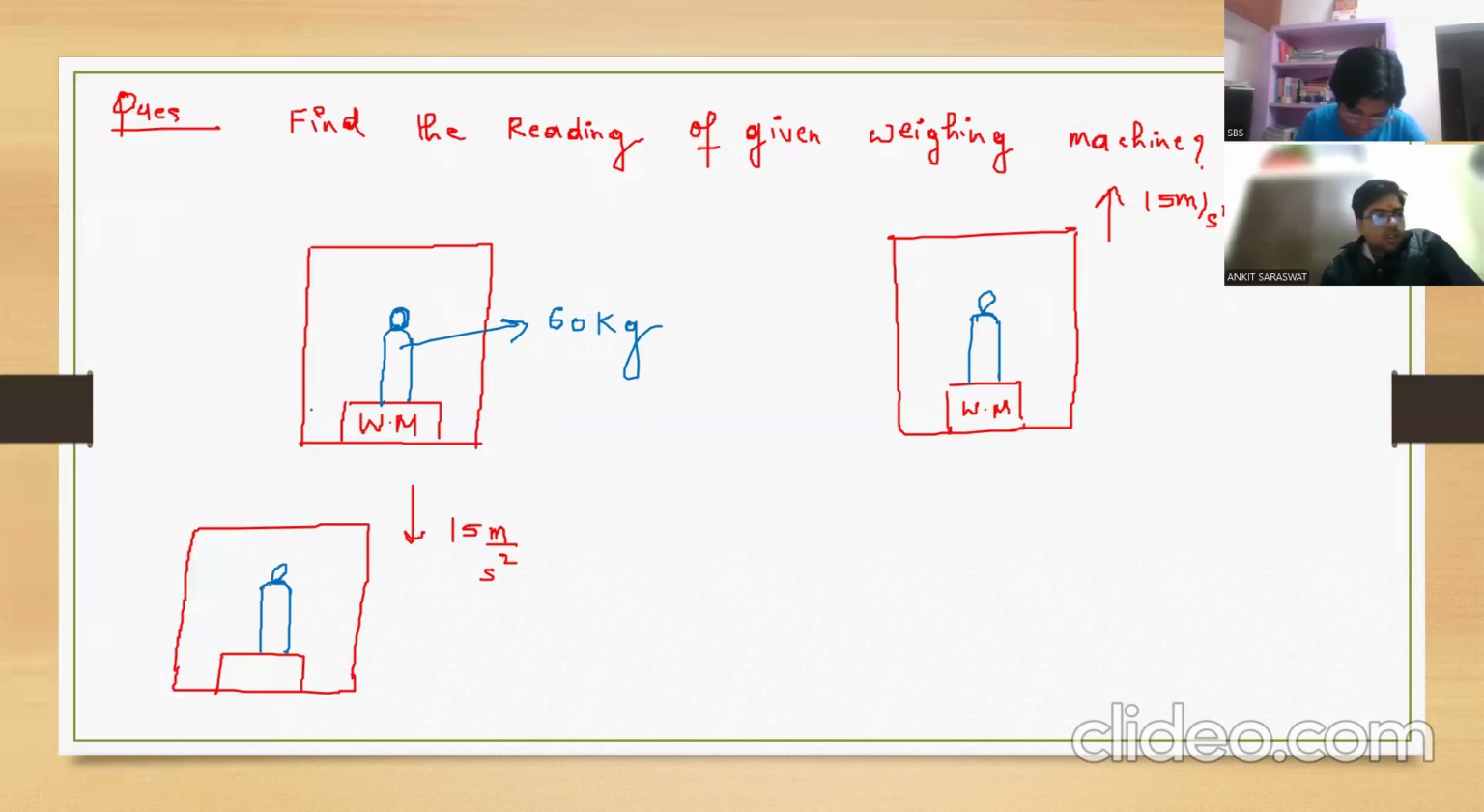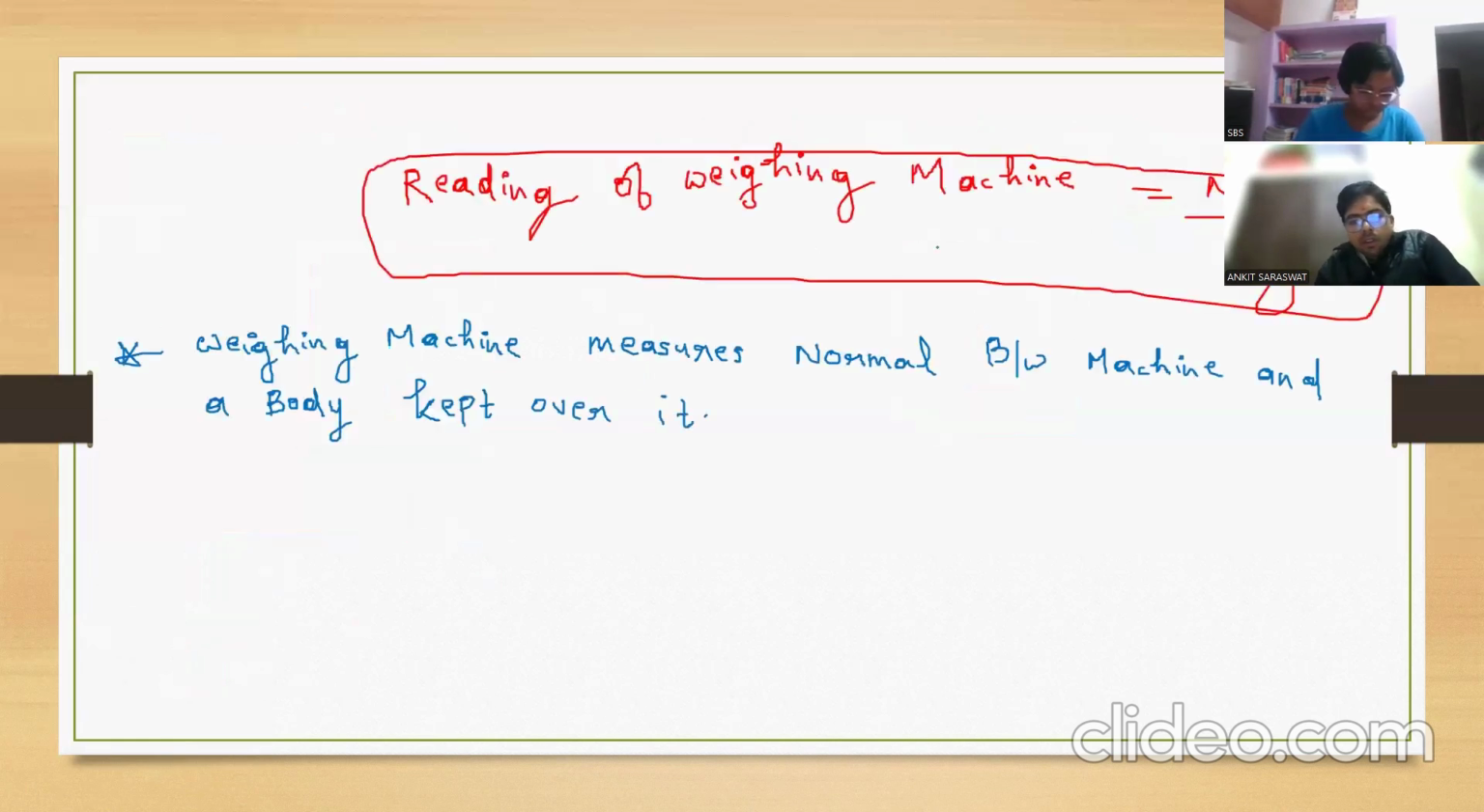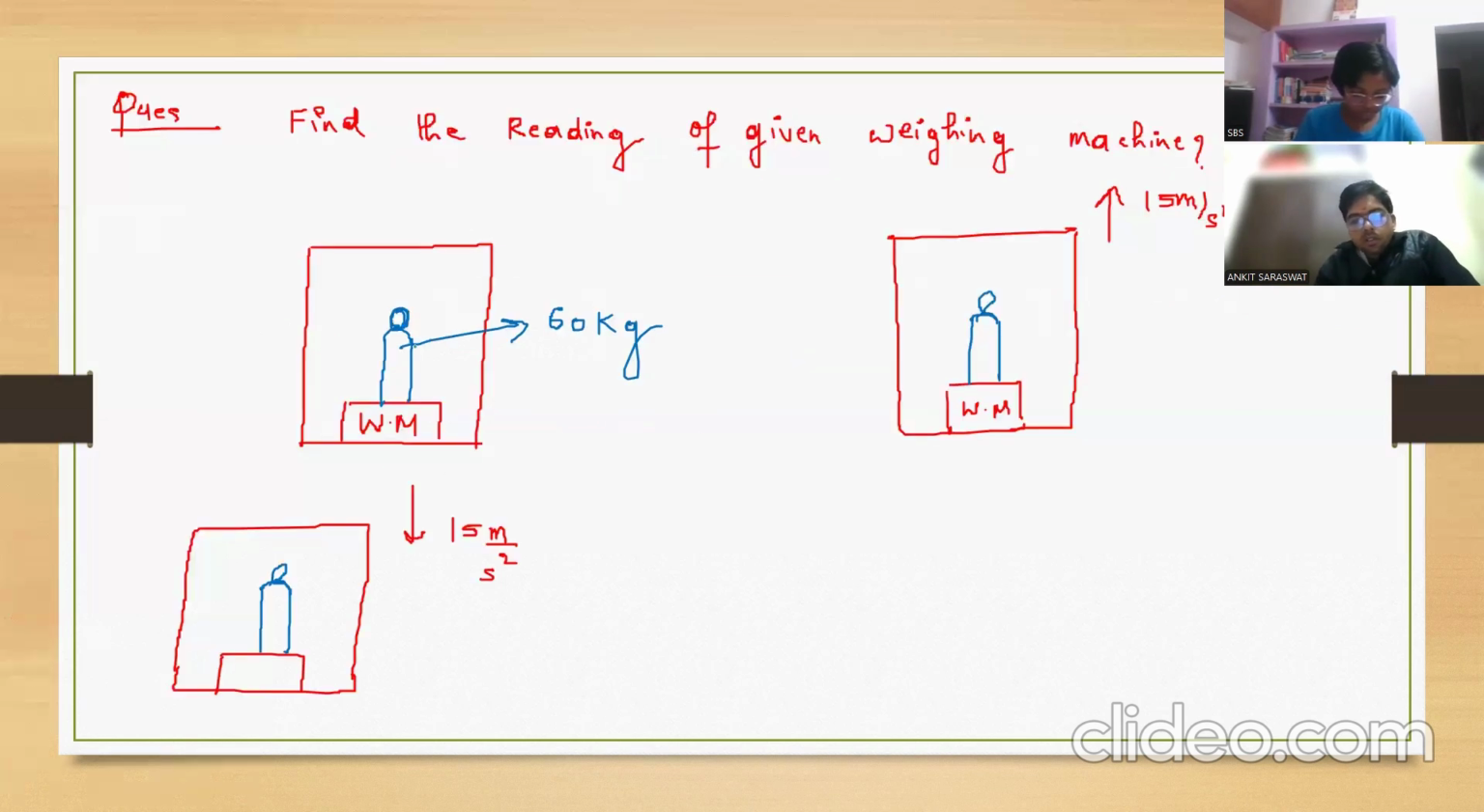Look at the first one. I will solve the first, then you watch. A weighing machine measures the normal reaction between the machine and the body kept over it. Now this is the body kept over the weighing machine. If you draw the free body diagram of this person, weight is down, m into g, 60 into g, with g as 10. Normal will be like this.